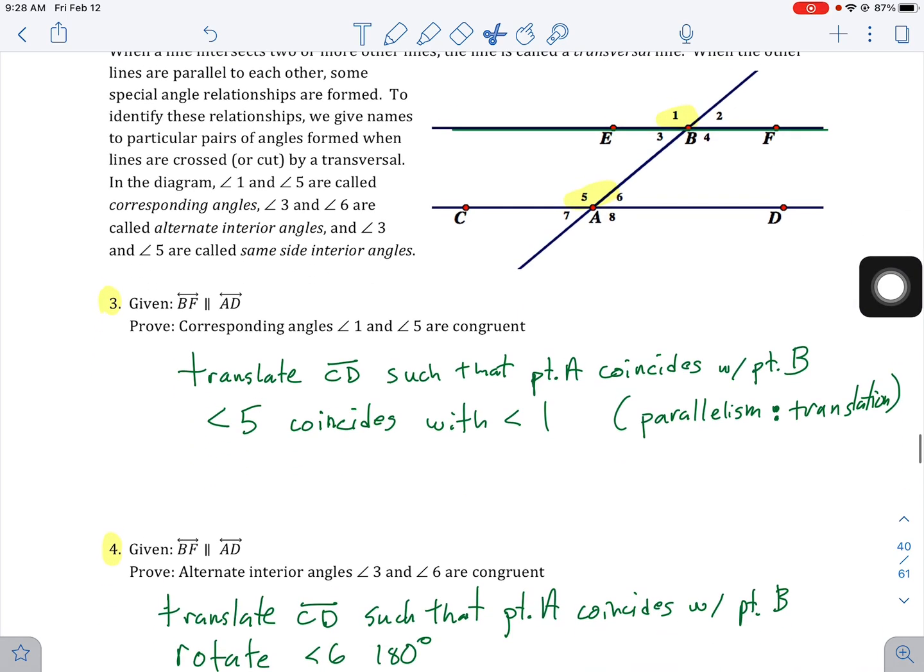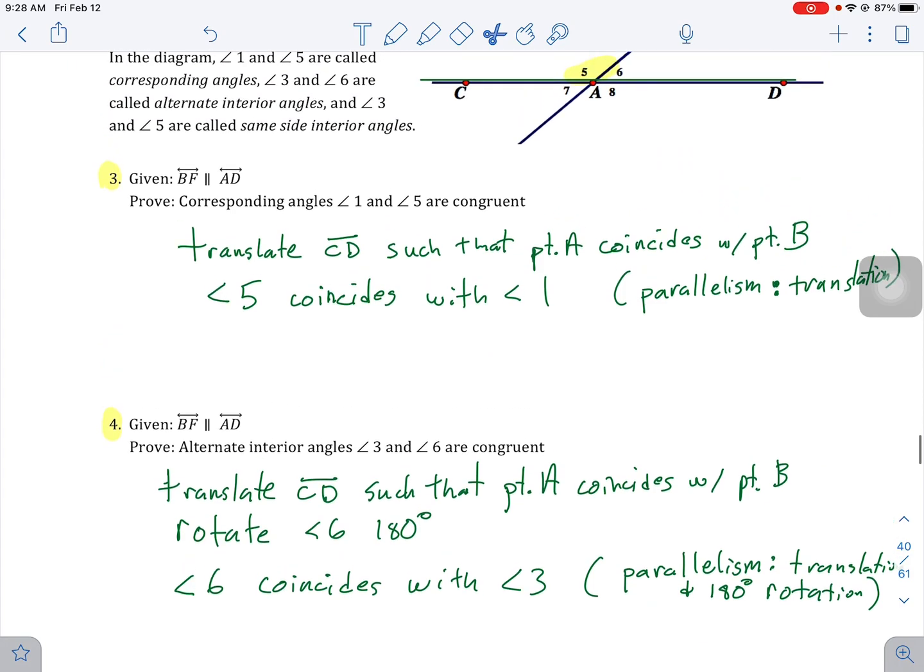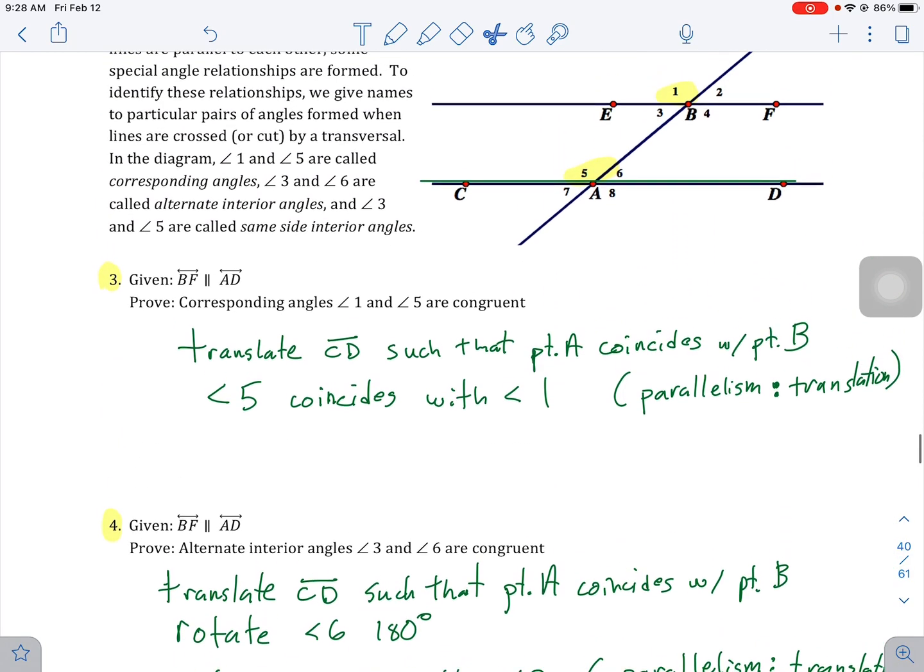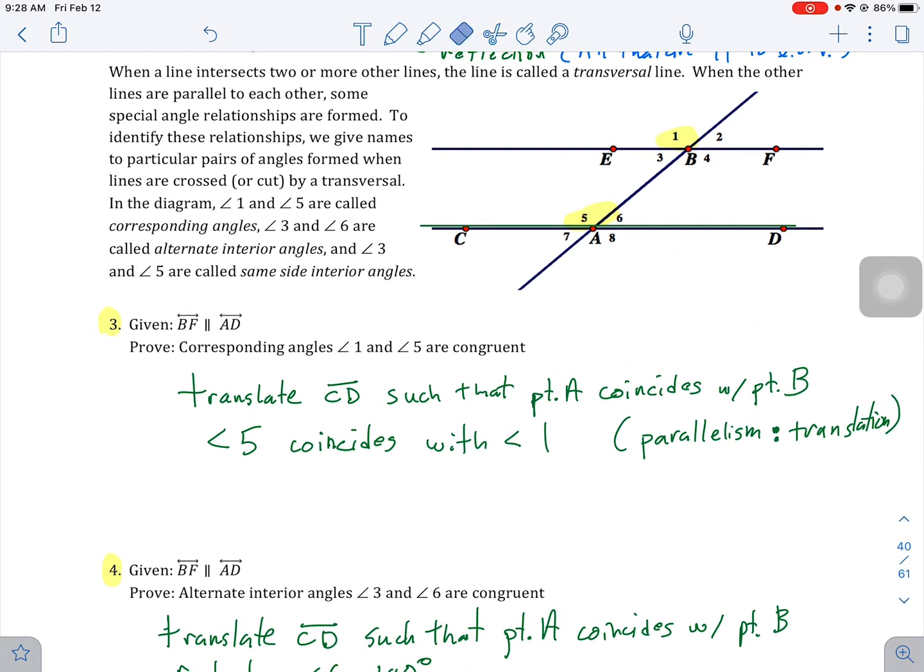The other one that we could do, let me move that back. Okay, so we put that back over there. This one is proving that alternate interior angles, so alternate interior angles 3 and 6 would be an example. This one and this one, those are alternate interior angles. Prove that those are congruent.